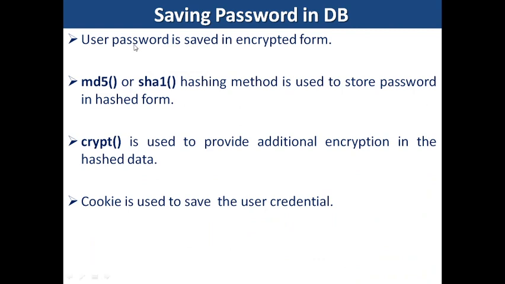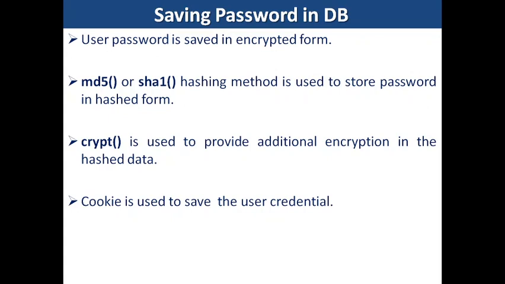So the user password needs to be saved in encrypted form, and for that the MD5 or SHA1 hashing function is used to store the password in hashed form. The SHA1 hashing method is more secure as compared to MD5. After converting it into hash form using the SHA1 function, we will use the crypt function for providing additional encryption in the hash data.